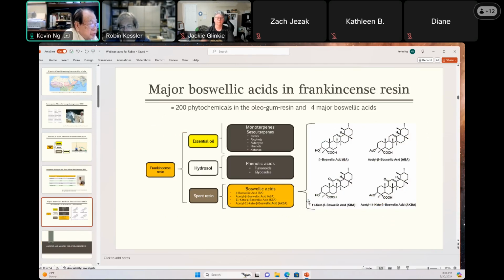Now, if we extracted this boswellic acids, you find that there are more than 200 phytochemicals inside. It could be divided into 3 portions. When you distill it, you get essential oil. And from the essential oil, you get the small molecules that give you the aroma, the smell. Then there's another one called water-soluble compounds. They are mainly the flavonoids and the glycosides.